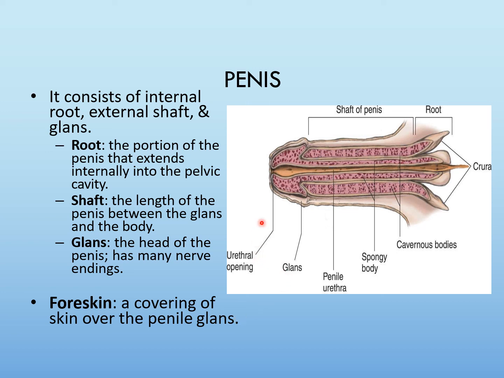Here you can see the urethral opening. This is the glans, and this is the foreskin. This is the penile part of the urethra. Here you can see the spongy body, and here you can see the cavernous body, and these are called the crura that form the root of the penis, and here is the shaft of the penis.